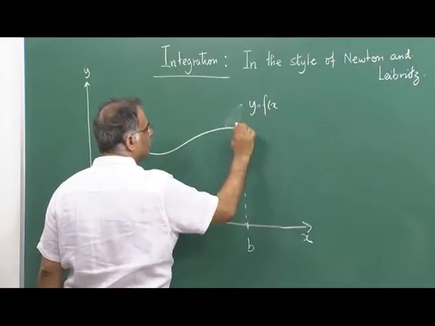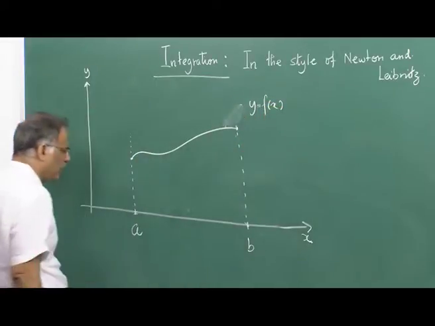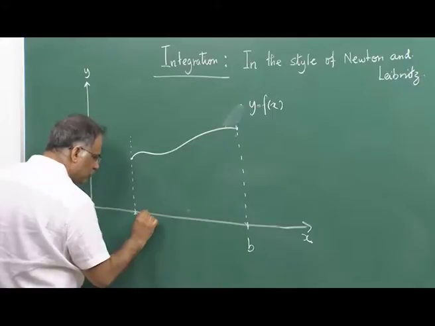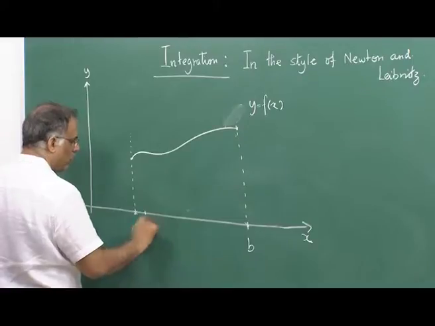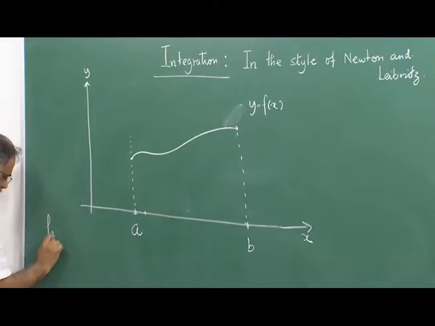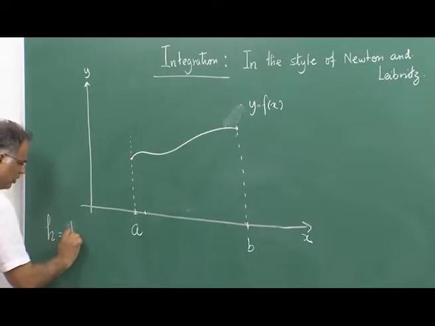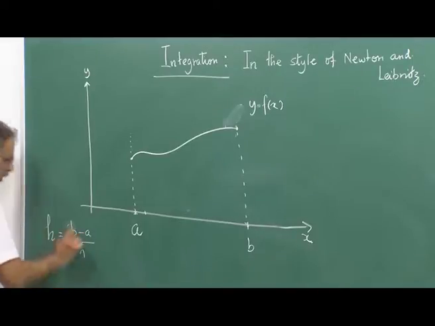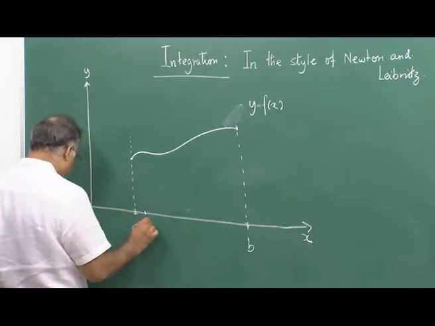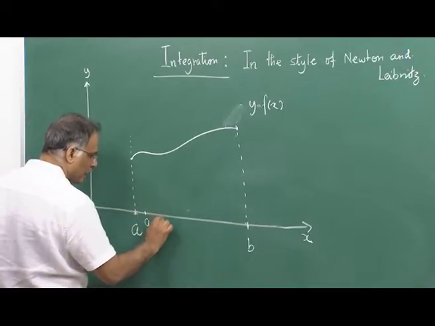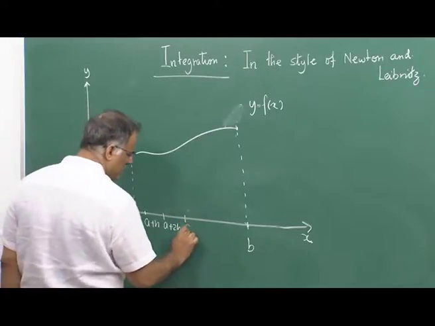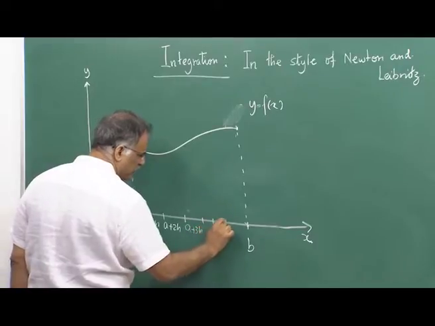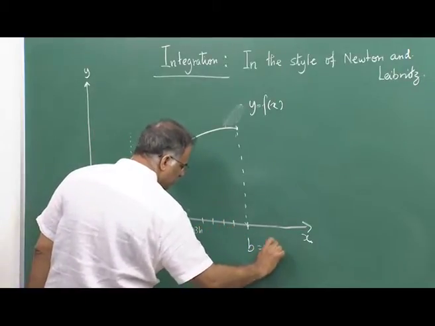So, this is the graph of the function y equal to f(x). What I will do is partition this into equal parts, with h equal to (b minus a) by n. So I will make equal divisions of this: a plus h, a plus 2h, a plus 0h is this, a plus 3h, and so on and so forth, and this b is a plus nh.